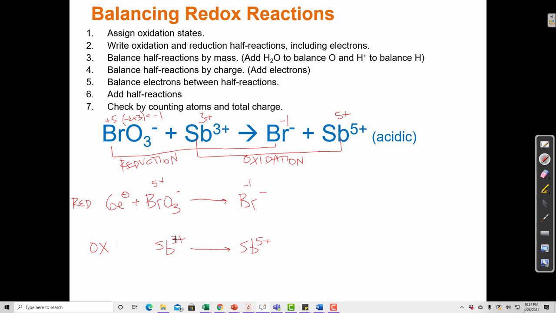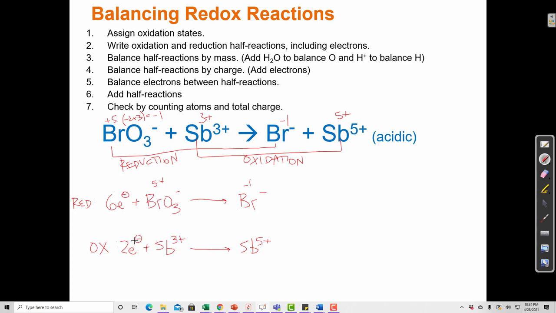So if I went from plus 3 to plus 5, I know that's a change of 2, right? But do the electrons go on this side or do the electrons go on this side? Well, let's try to put them over here. 2 electrons on this side. 2 electrons plus 3 plus, what would that do to our oxidation state? If I add 2 electrons to antimony 3 plus, what will be the new oxidation state of antimony? It will be 1 plus, because these 2 electrons will decrease the 3 down to a 1. But it's trying to get to 5, right?